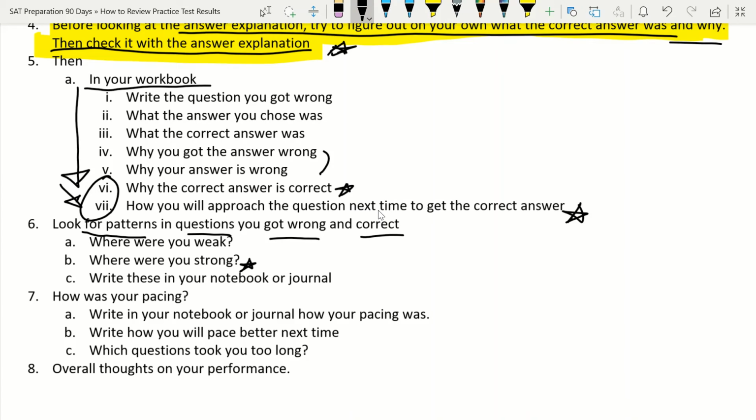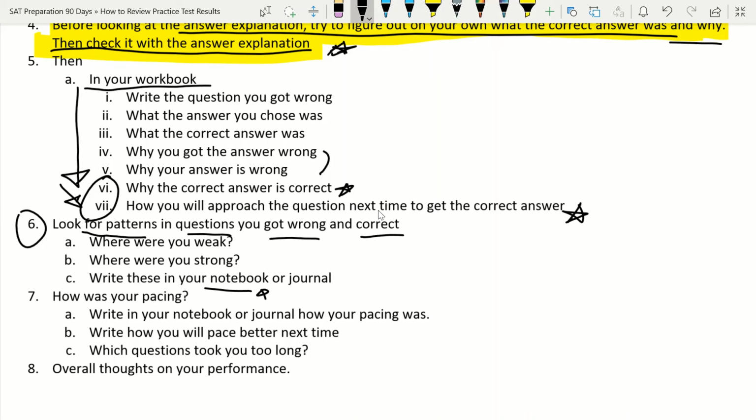So you're going to write the areas that you're weak and the areas that you're strong in your notebook, or, as I said in day one, you could have a journal if you want. But if you don't have that, because I haven't really been directing you to use it, then you can just put it in your notebook. Either one's fine. So that's really what you're going to want to do for step 6: just looking for patterns where you're right, where you're wrong, where you're strong, and where you're weak.